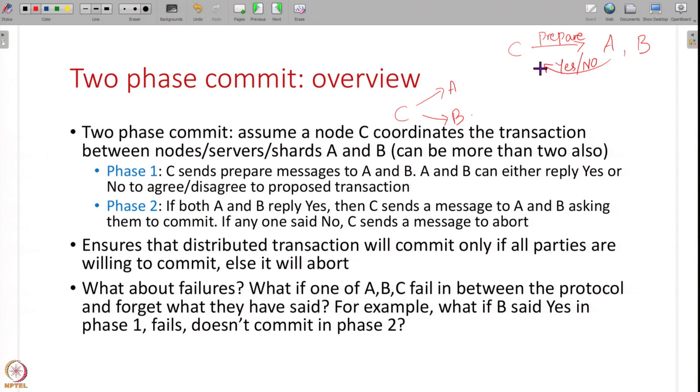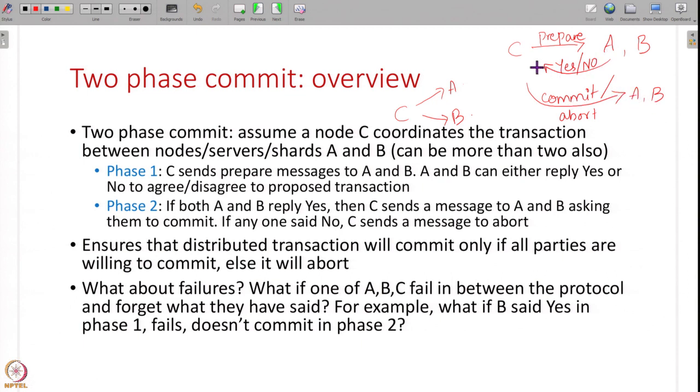Then in phase 2, if all the nodes vote yes, then the coordinator will say, okay, good, we can go ahead with this transaction. If at least one of them says no, then the coordinator has to abort the transaction. So, in phase 2, the coordinator will send the decision of whether to commit the transaction or abort the transaction to all the nodes. And when the nodes now receive the commit message, they have to commit. They would have voted yes, only then you will get commit. If anybody voted no, you will get only an abort message. So, all nodes would have voted yes for commit to happen.